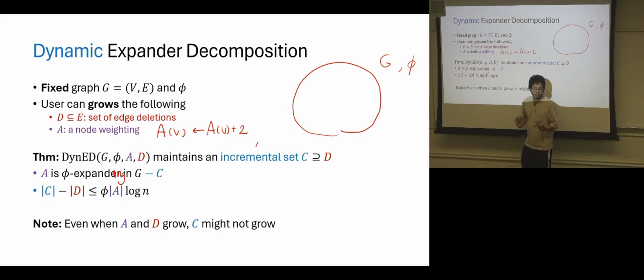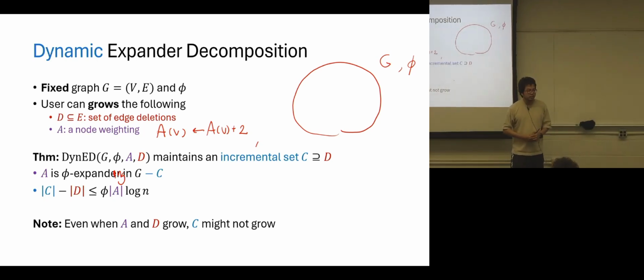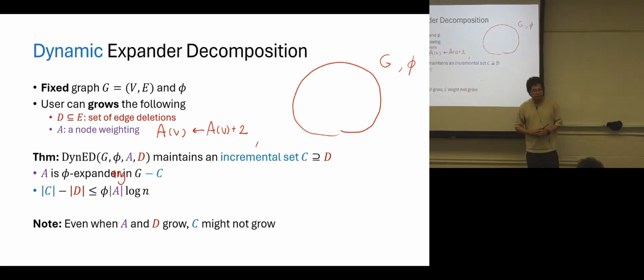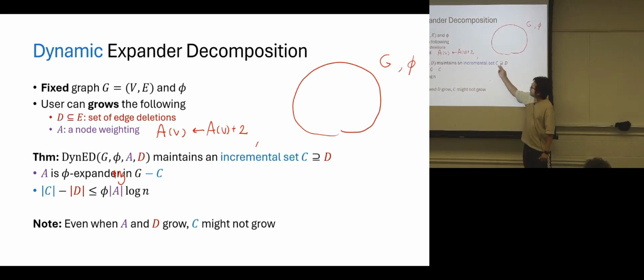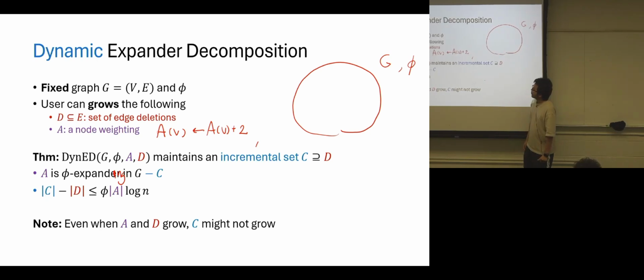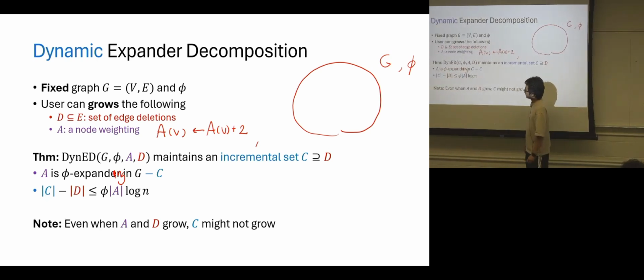Question about what we want? Did you say A can only increase? A can only increase, yeah. Does C also contain D within itself, or are they two separate things? C will always contain D. Then why do we need the requirement that C minus D is small? Is it just the edges that we choose to delete to do the expansion?